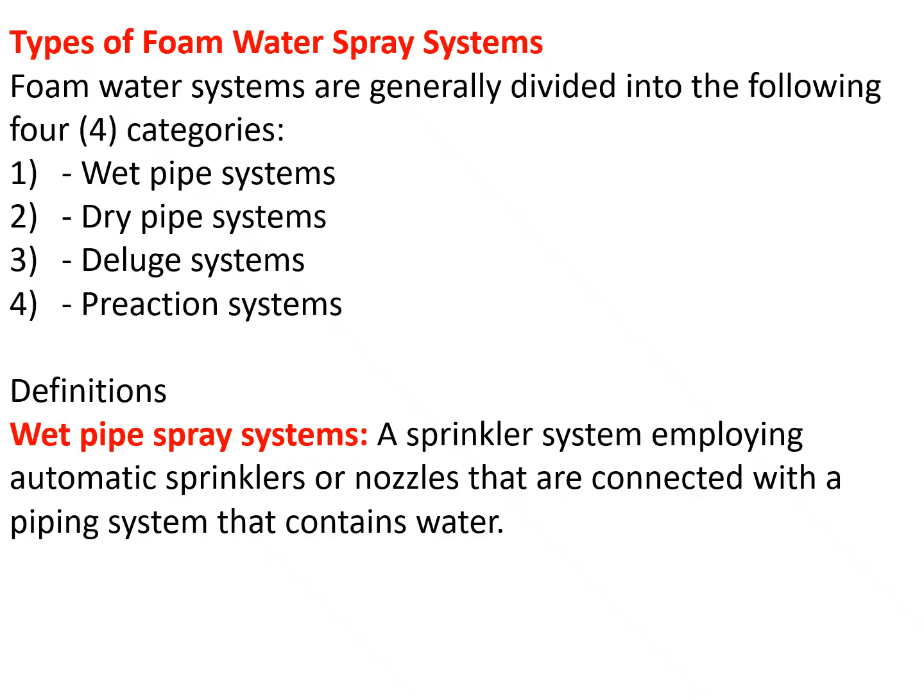Friends, there are four types of foam water spray systems. First one, wet pipe system. Second, dry pipe system. Third, deluge system. And fourth, pre-action system. The wet pipe spray system is a sprinkler system employing automatic sprinklers or nozzles that are connected to a piping system that contains water. Hence, water is there all the time, hence known as wet pipe systems. The other types we'll learn in the next presentation.